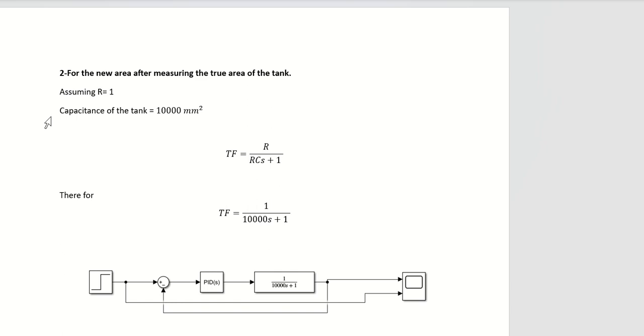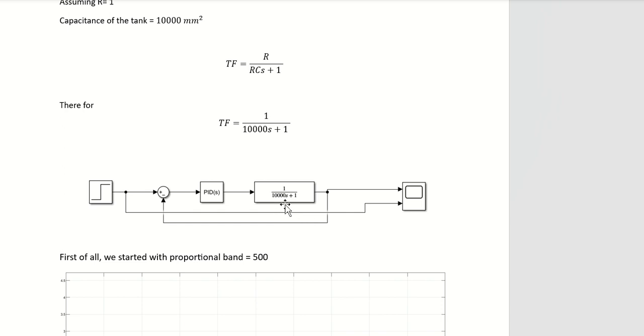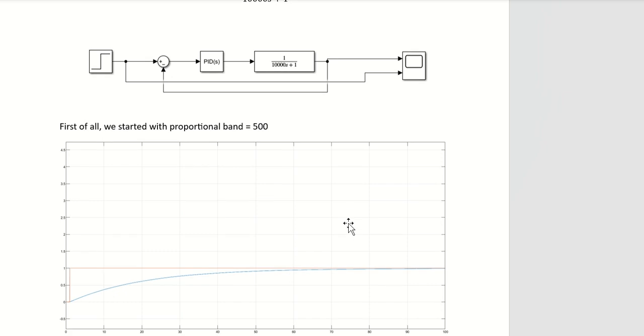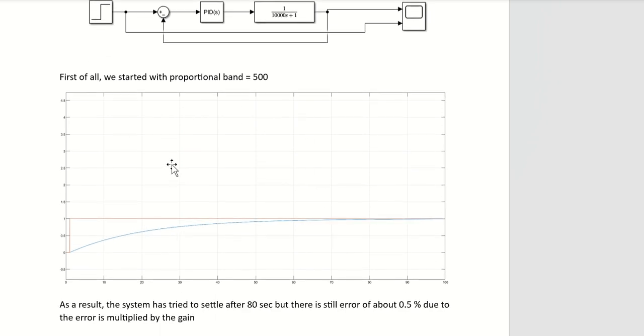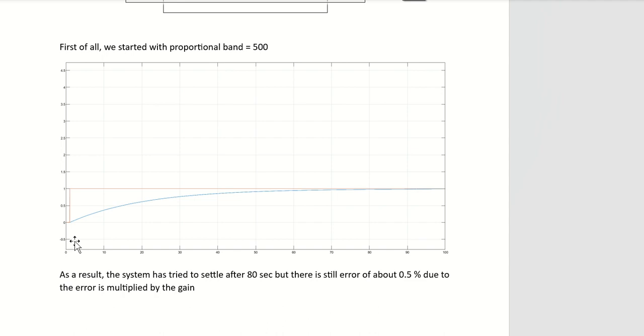After measuring the capacitance of the tank, it's about 110,000 mm square. We plug this into our transfer function and we get 1 over 10,000 s plus 1. Again, we start tuning the controller with only proportional band just to check how the system is going to react. And our results are getting closer to the actual physical measurements that we did at the lab.